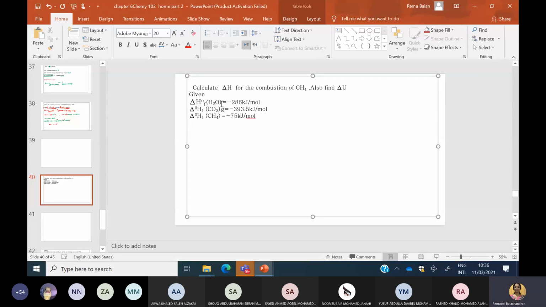Okay, this is supposed to be liquid. And the other things are gases. Even this is a gas. Methane also is a gas. I didn't write that. Bracket G. Okay, fine.